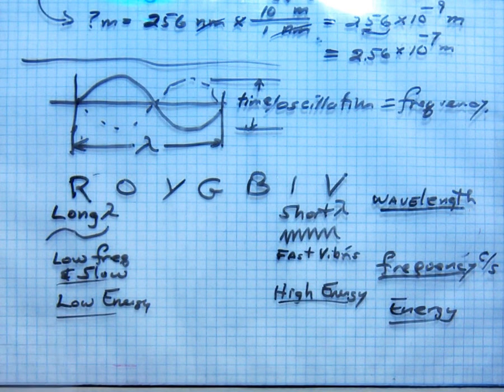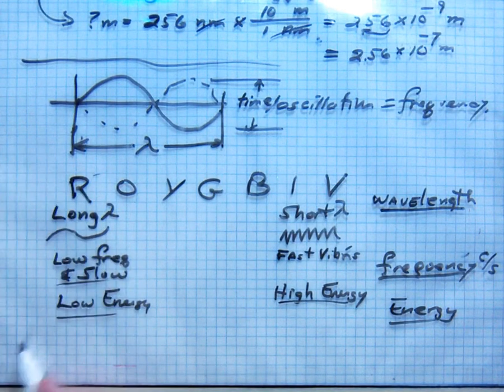So as we work with the bright line spectra of the atom of hydrogen, we're going to start with the red end, low energies and long wavelengths, and low vibrations, and work up to the violet end, which are high energy and high vibration rates, high frequencies, and short wavelengths. So that's what we're going to do.